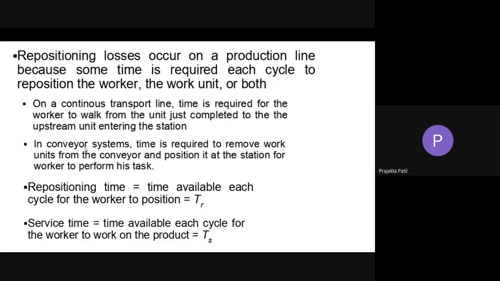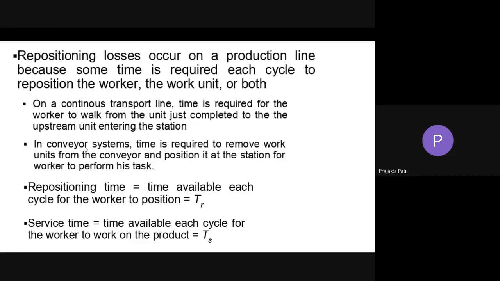So service time will vary amongst all the stations, because the total work content cannot be allocated evenly amongst all the stations. Some stations will have more work than the other stations. So there will be at least one station at which the TSi, that is service time, is going to be maximum. That station we call the bottleneck station, which basically will establish the cycle time for the entire line. We have already known this concept of bottleneck station and how it affects the cycle time.